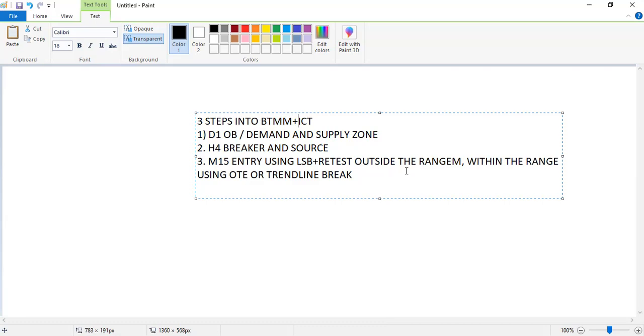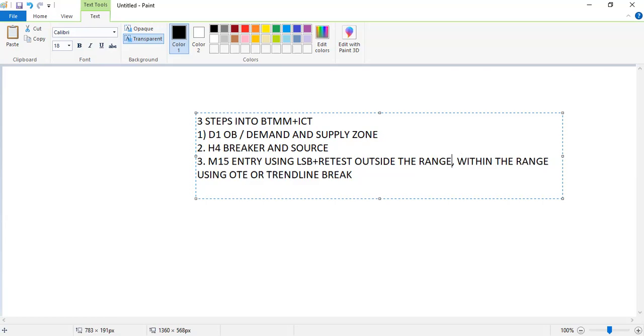First of all, on the D1 daily time frame, we look out for order blocks or demand and supply zones, that is, trade setups on order blocks or demand and supply zones. Second, on the H4 time frame, we look out for breaker and source. Then number 3, M15, is for entry using LSB plus retest, that's outside the range. Within range, we use OTE, optimal trade entry, or trendline break. In a nutshell, this is what we are going to do.